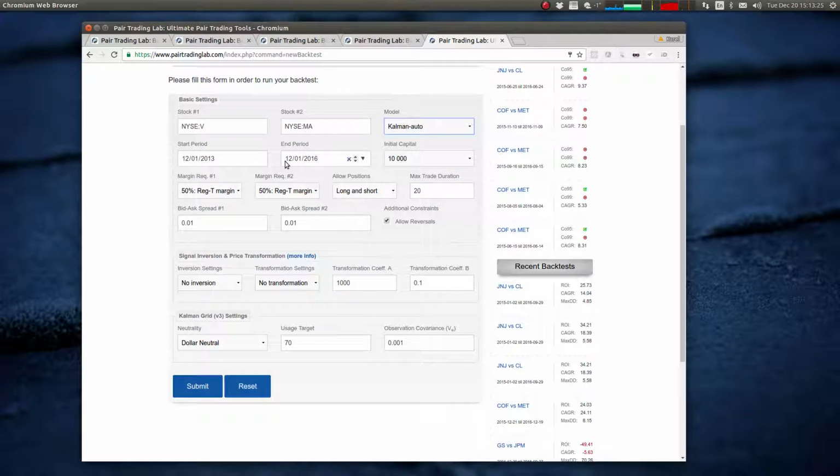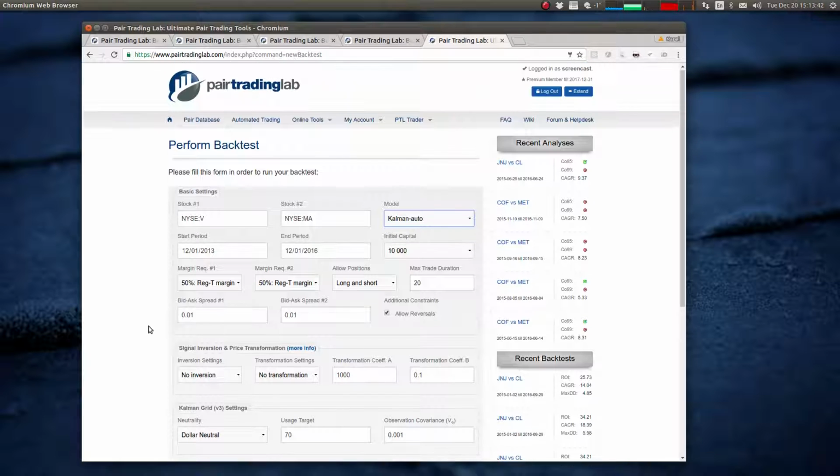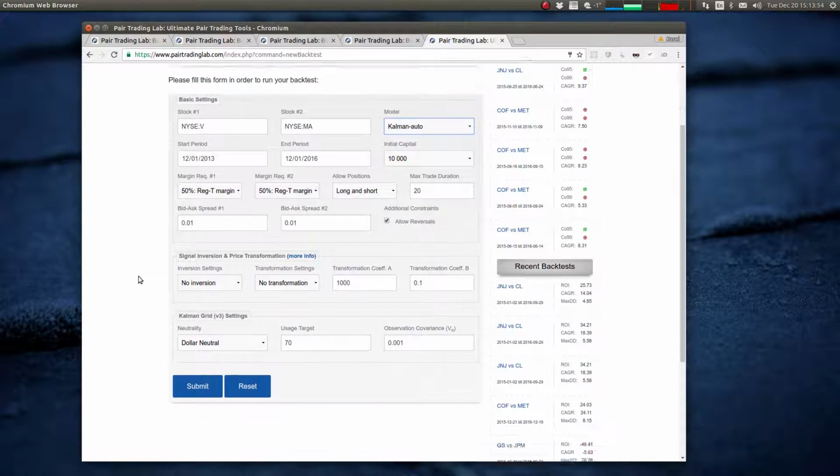One more thing, this Kalman Auto model actually optimizes not only your delta parameter, but also your entry threshold. So this is good. A very significant advantage of this model is that it is almost parameterless. The only significant parameter you have to set is your usage target.